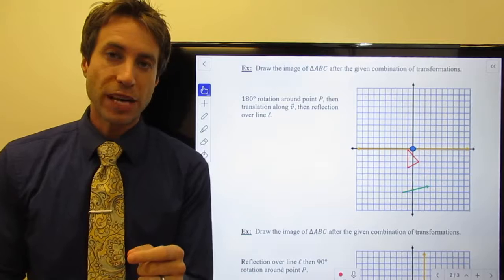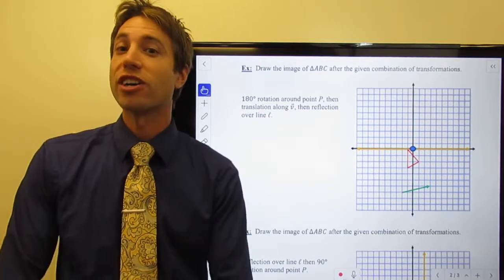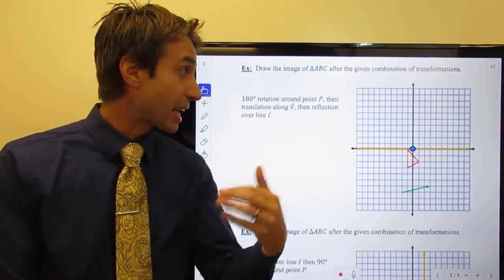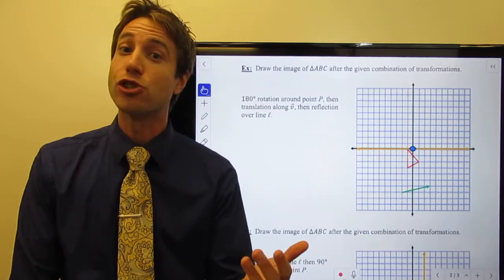Hi guys, welcome to this page of the notes. What we're doing is we're working on sequences of transformations. I got a couple more example problems for us, so let's just jump right into them.